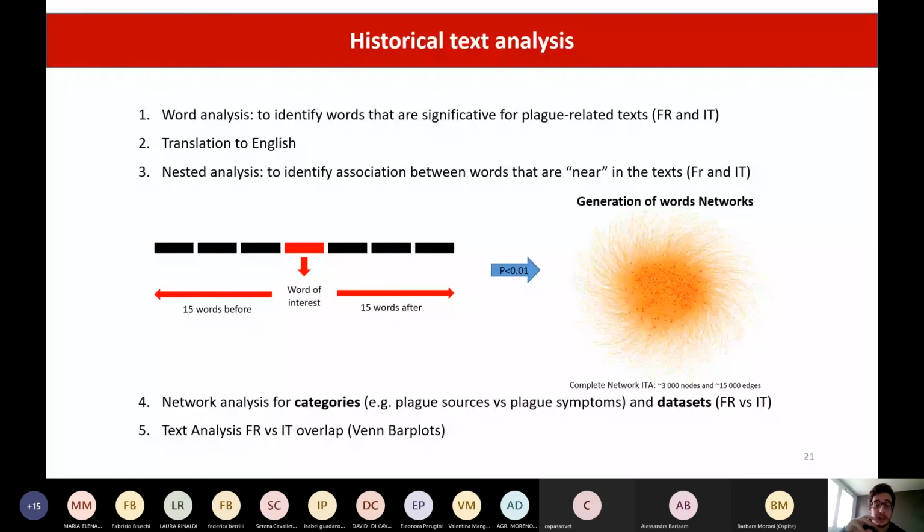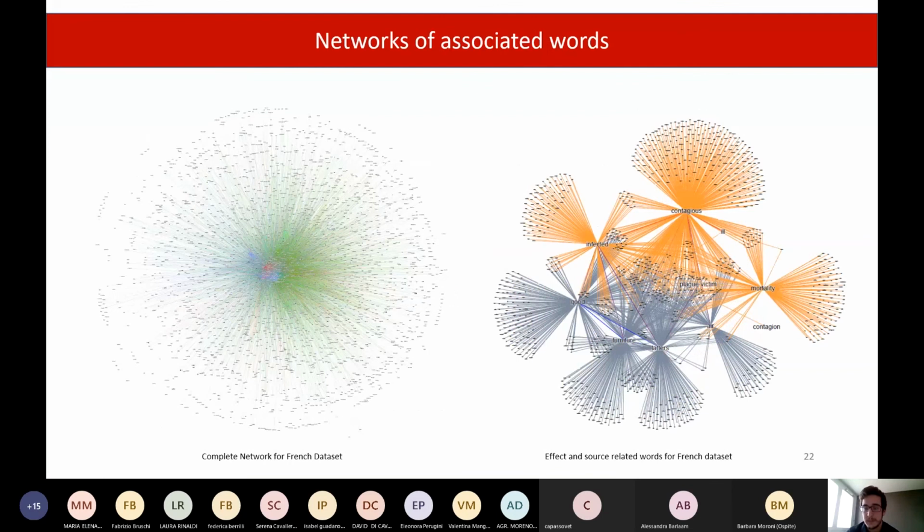Then we took these words of interest and we analyzed the connection with other words. So we took the words that are before and after these words of interest and generated a word network for the association between words. As an example, this is the complete network for the French dataset. Here are the networks for the suspected sources of plague and other interesting words that express the effect of plague, like infected, contagious, mortality, and others.